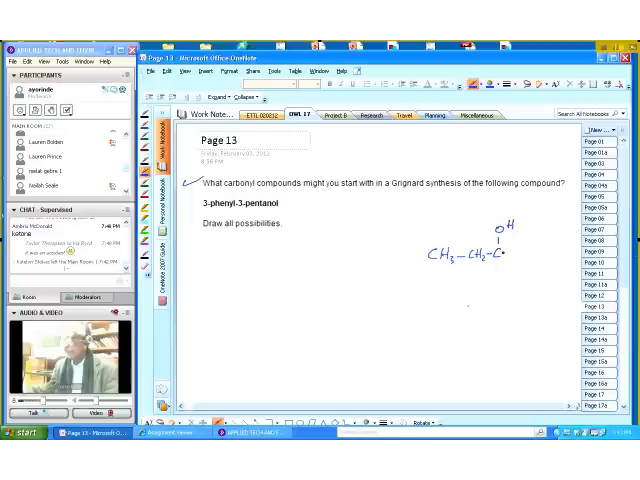3-pentanol means that we have 5 carbons in the chain. So that is 3-pentanol, then they say 3-phenyl. Okay. Folks, there are several answers to this, so let us see. What would be your choices? What carbonyl compound can you use?